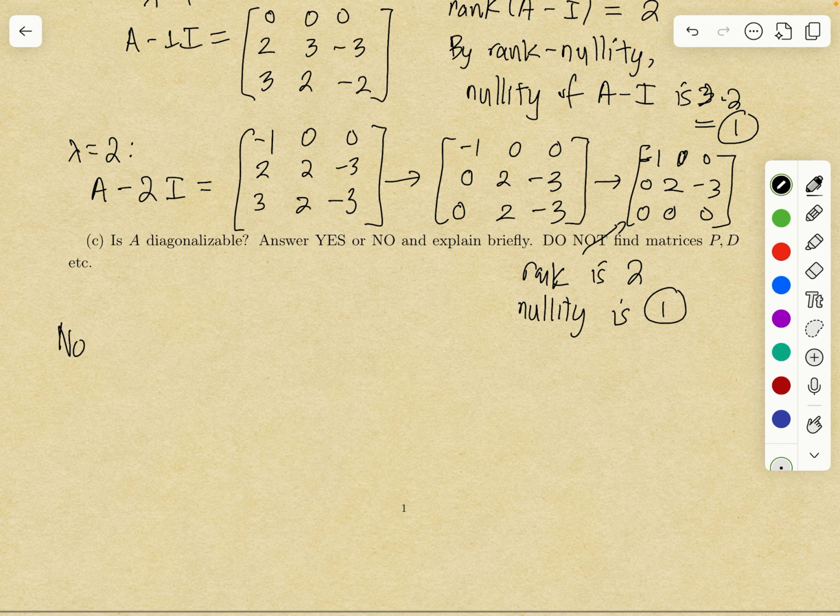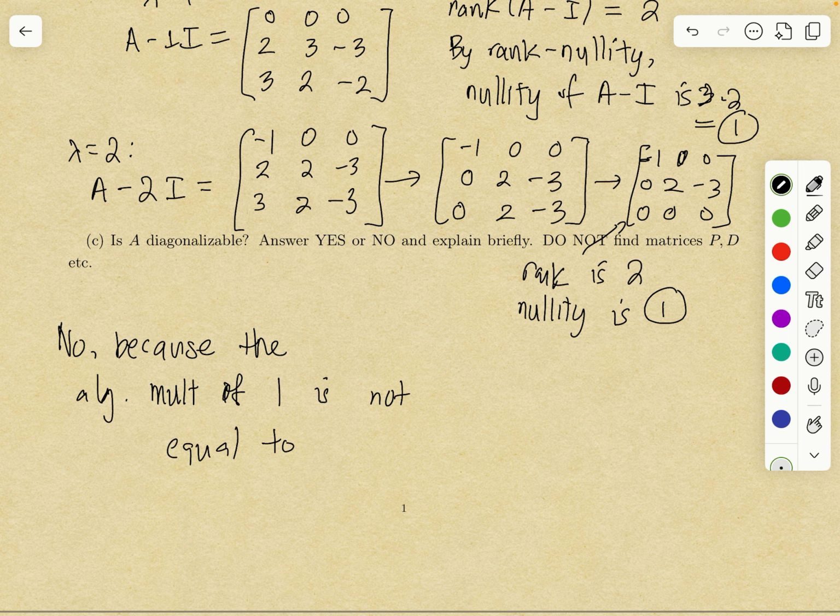The important thing is that the algebraic multiplicity of 1 is 2, not 1. And in order for the matrix to be diagonalizable, the algebraic and geometric multiplicities have to match. So the answer is no, because the algebraic multiplicity of 1, which is 2, is not equal to the geometric multiplicity of 1, which is 1. And that's the answer.